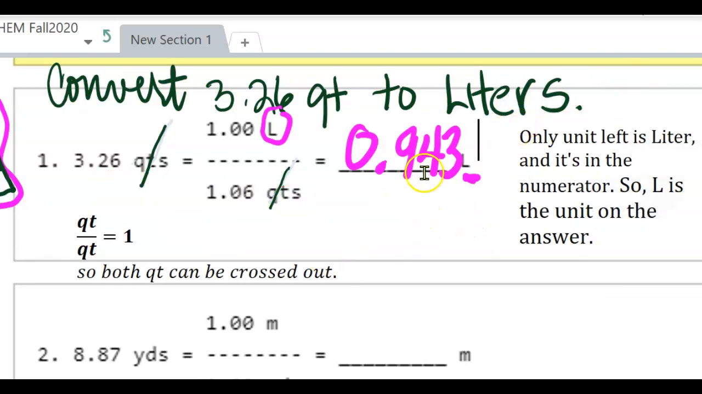like this, these are all measured numbers. What we do is notice how many numbers there are here: 3. And there's 3 numbers in 1.06, and there's 3 in 1.00. So I'm putting an answer here in liters that has 3 numbers too. So it looks like the other measured numbers. Plus, who wants to write all those numbers from the calculator? So the only unit left is liter, and it's in the numerator. So liter is the answer.